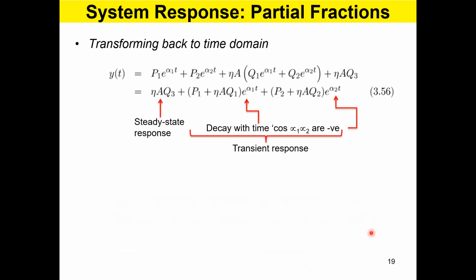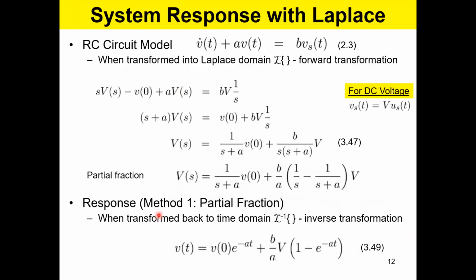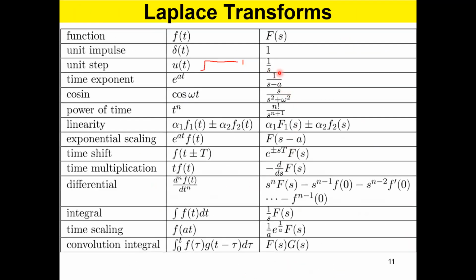Now, if you want to get back to the time domain, you need to transform the equation, this one. Now you can forget about these expressions for P1, P2, Q1, Q2, Q3. Just look at this one. Every term you can transform back to time domain, because say this is P1 over S minus alpha 1. What is the inverse Laplace? You can go back to the table. If you see anything similar to that, it's like this, 1 over S minus A. The time domain is e to the at. Okay, A is the pole here, S minus A.